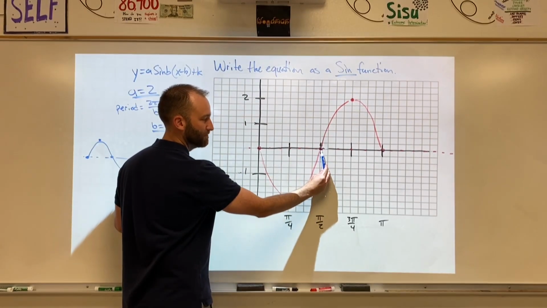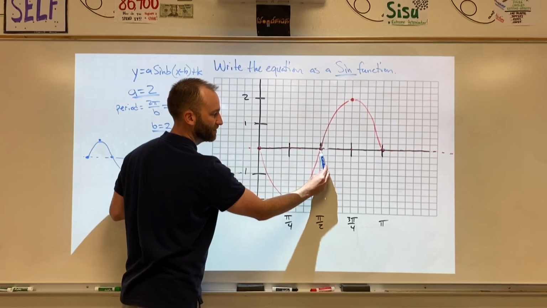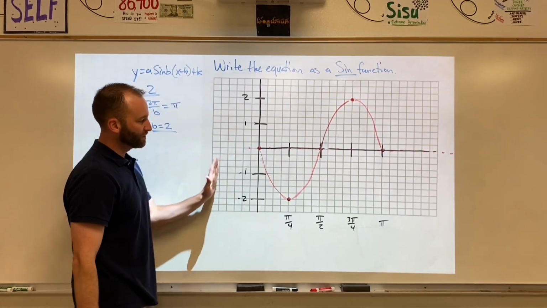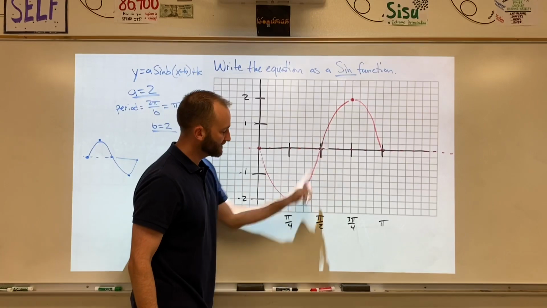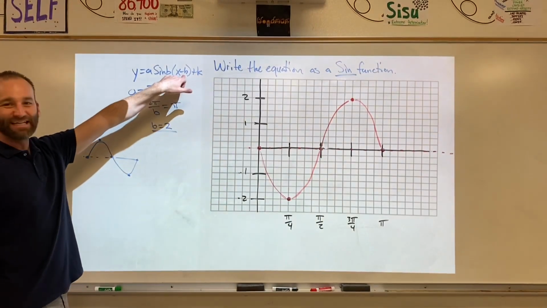Here we are at the middle of our sine curve, and it starts to move to the top of the hill right here at pi over 2. So it looks like it's shifting to the right a distance of pi over 2. That's going to represent my h value here.